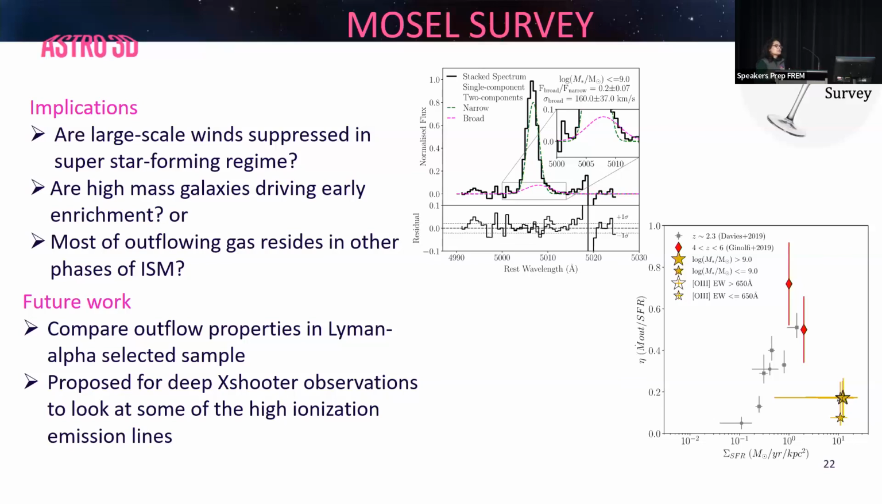So, implications: what are the things that we can learn from this weak broad component? Are galactic winds suppressed in these really highly star-forming galaxies? Do we need massive galaxies to drive the early enrichment of the universe? Or, as Rebecca's work showed, maybe we are missing a large amount of outflowing gas. Most of the gas may reside in the neutral phase or the really hot phases of the ISM. And maybe sodium D absorption, like what she said, is the way to answer some of these questions.